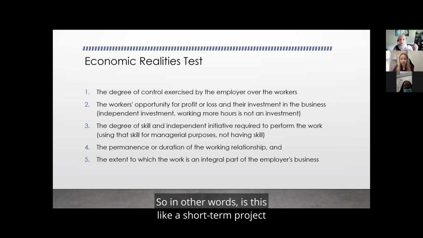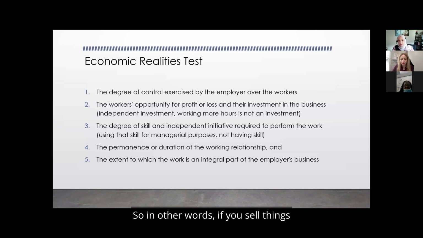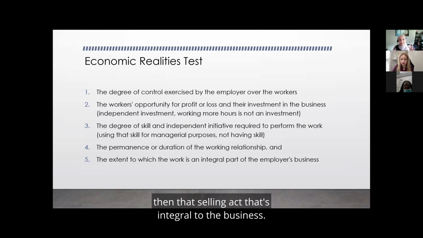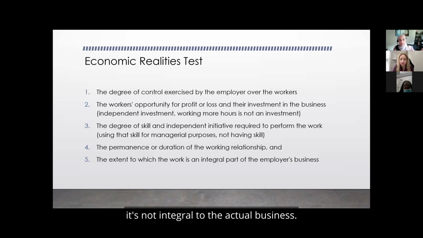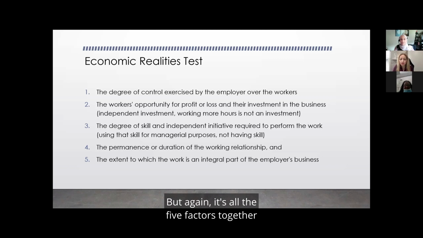The fourth factor is the permanence or duration. So in other words, is this a short-term project, or is it a job that's going to last a long time? And the extent to which the work is integral. So if you sell things and you hire people to sell things for you, then that selling act is integral to the business. Whereas if you sell things and you hire someone to build a wall for you, that's a service that the business needs. It's not integral to the actual business. And so if you're that person building a wall, then you're more likely to be considered an independent contractor. But again, it's all the 5 factors together, and it's case by case.